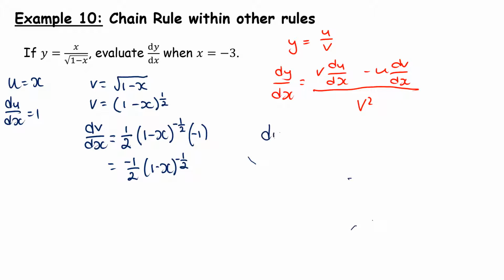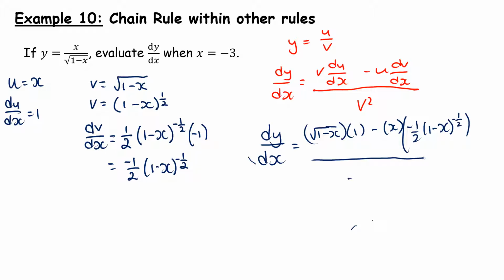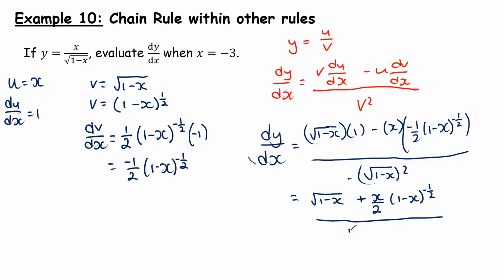So let's go back to the quotient rule formula and sub in. So my v is equal to root 1 minus x, and du dx is 1, minus u, which is x, times minus a half, 1 minus x to the power of minus a half, all over v squared, square root of 1 minus x squared. So let's do some cleanup. So top line, 1 minus x, that's fine. Minus by a minus is a plus, so I get plus x over 2. And I'll have 1 minus x to the power of minus a half, and that's all over 1 minus x. Okay, so it doesn't look so bad, but that top line is going to need an awful lot of work.